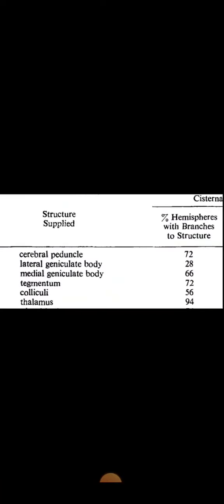The important supply for the medial posterior choroidal artery includes the cerebral peduncle and the medial geniculate body. It also supplies the tegmentum, colliculi, and thalamus. It rarely supplies the lateral geniculate body.